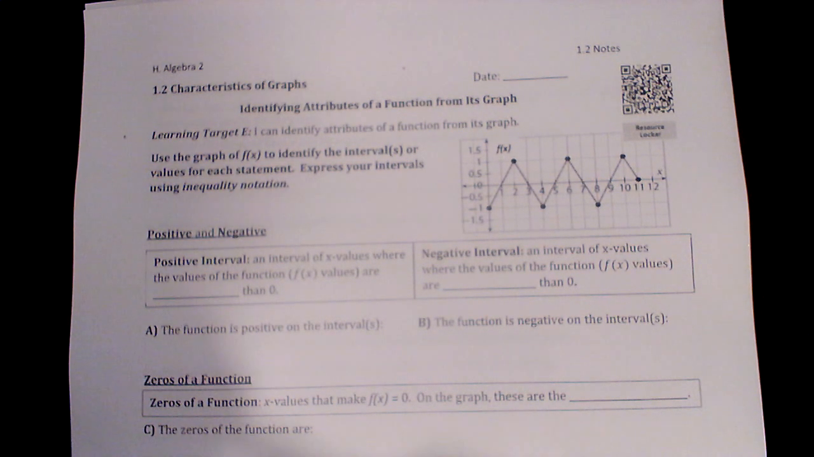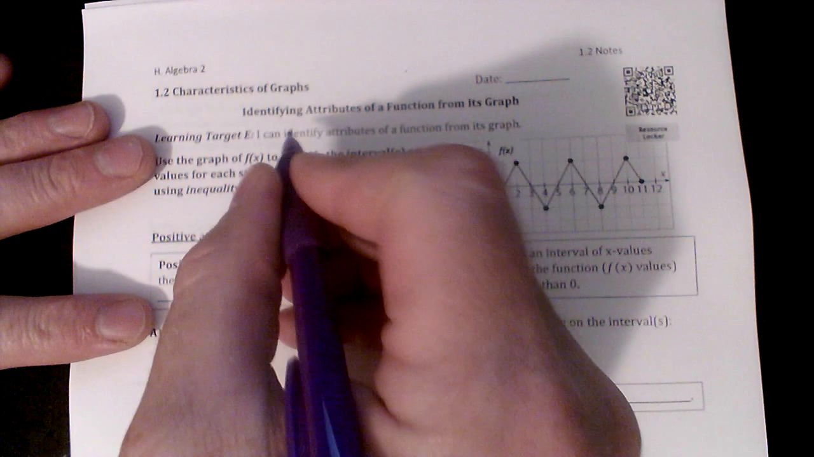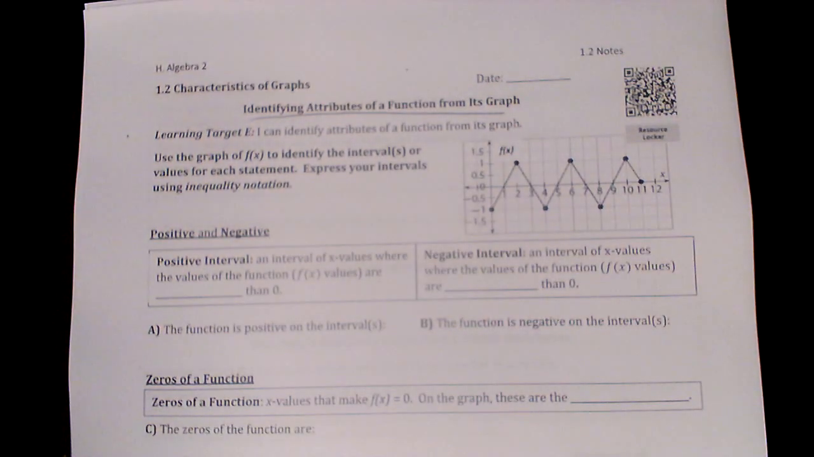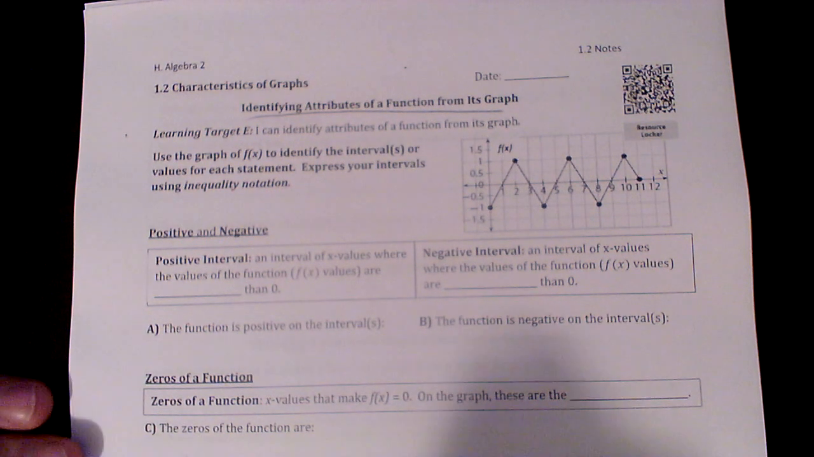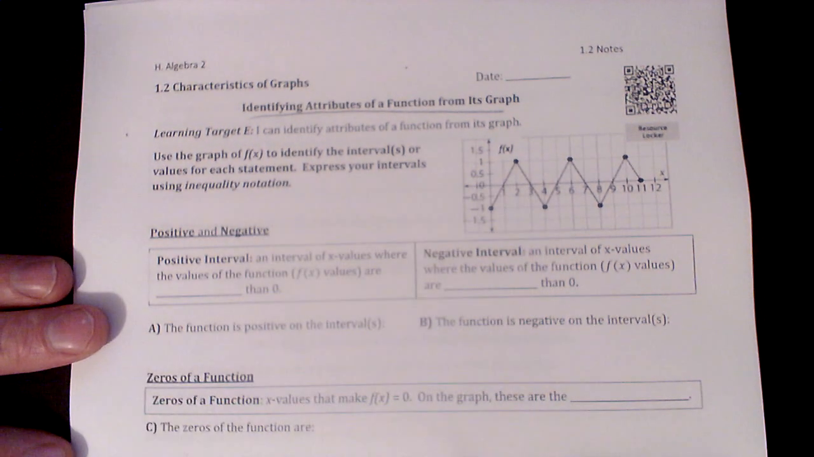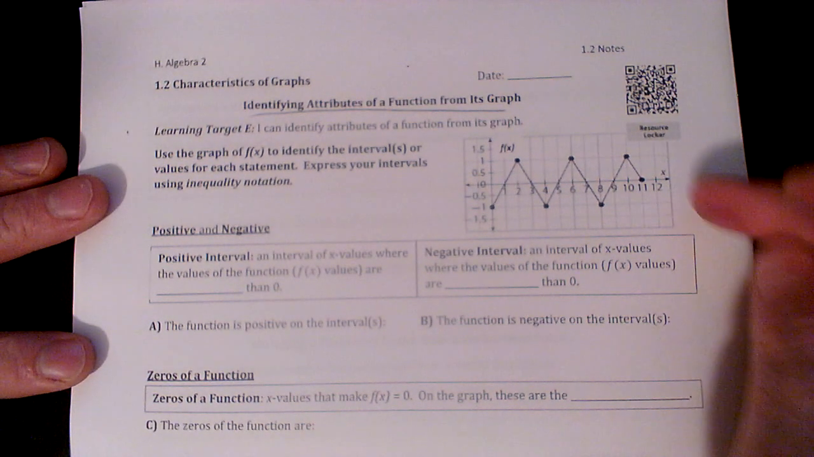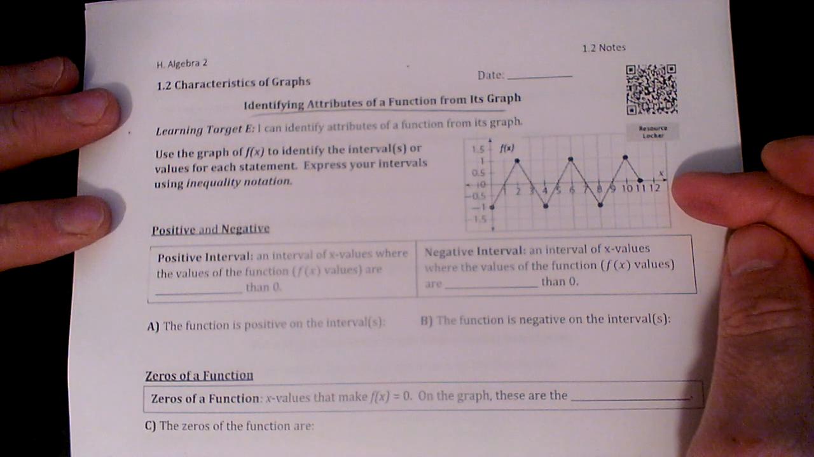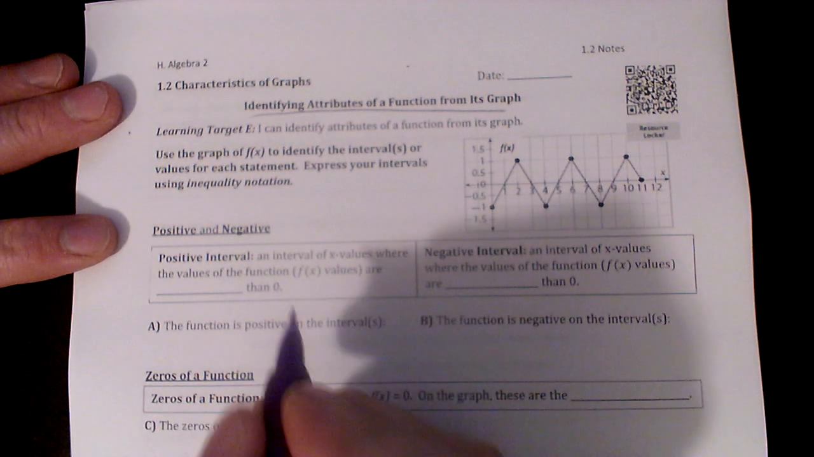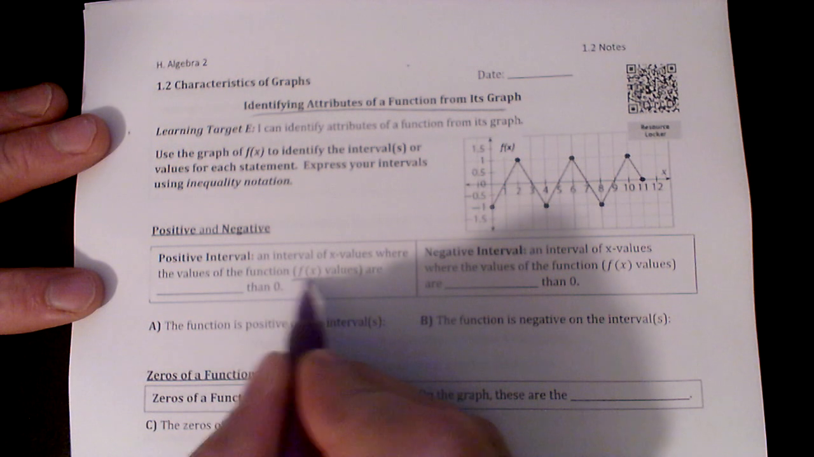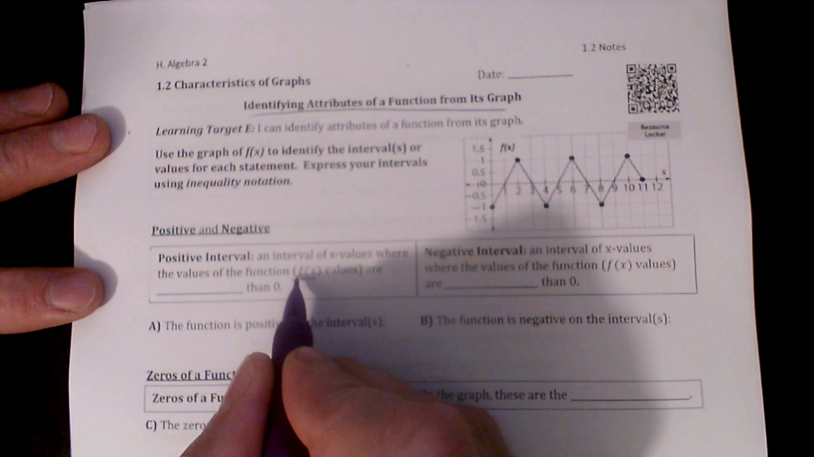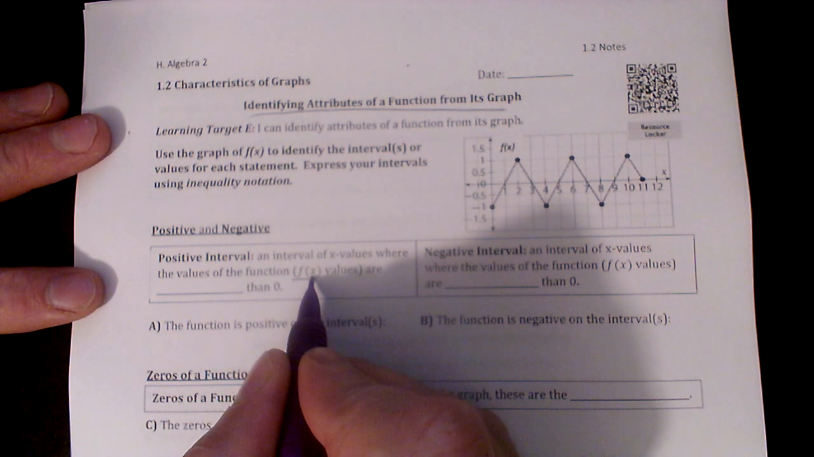Alright, so we're going to identify attributes of a function from its graph. We're going to talk about a few things, and the first thing is when the function is positive or negative. Let's go back to this graph and talk about what it means to be positive. We're talking about the output, and one way to say output is f of x. What comes out when you plug in a value for x?